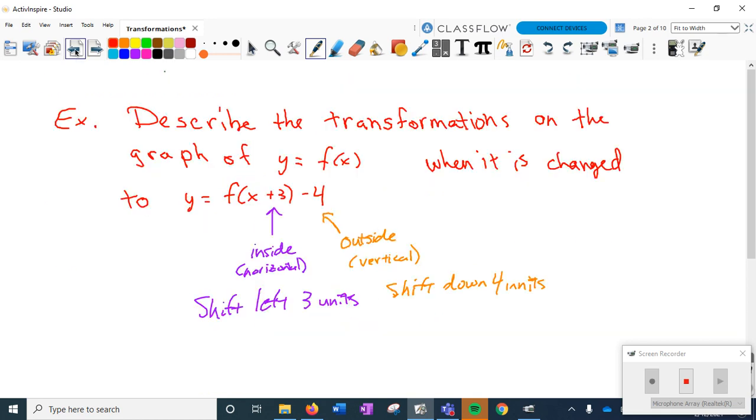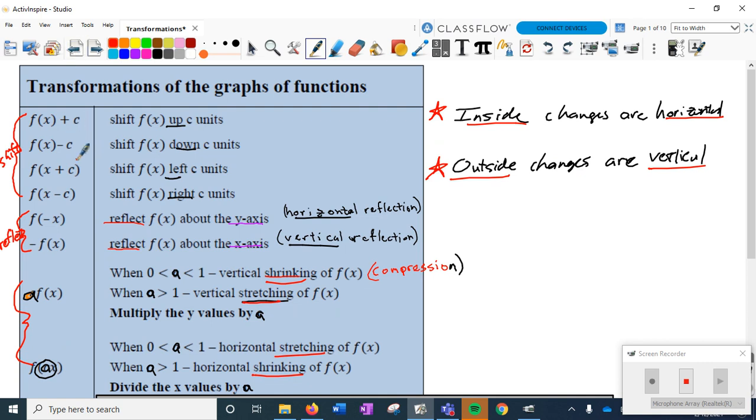Remember that we were basing our transformations on whether the changes are happening inside or outside. Inside changes are always horizontal, outside changes are always vertical. We said that a shifting happens when you add or subtract, a reflecting happens when you multiply by a negative, and a stretch or a shrink happens when you multiply by some number. Remember that inside changes we describe as the opposite of what we think, because they are changing an x, but it's a y equals equation.